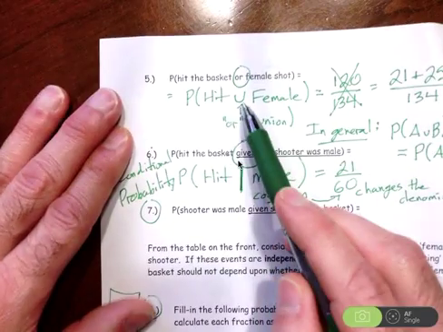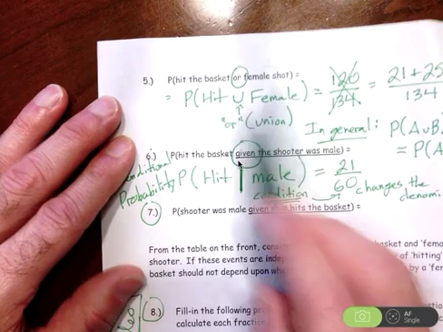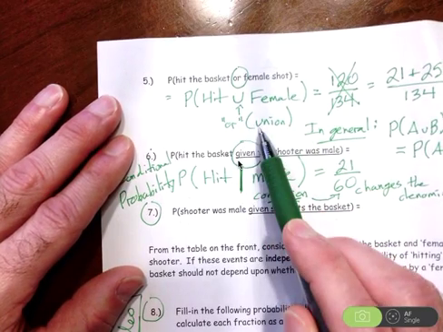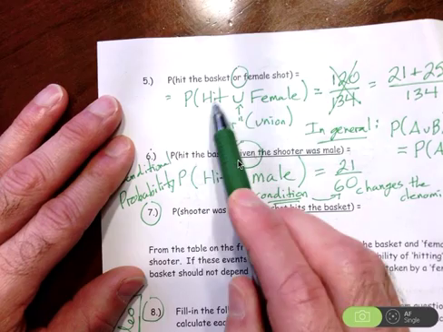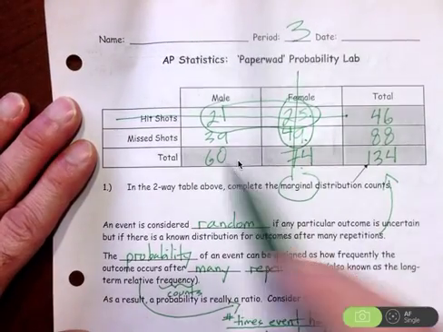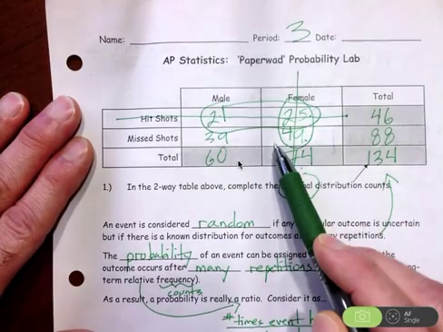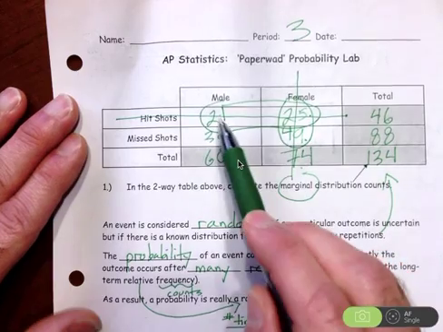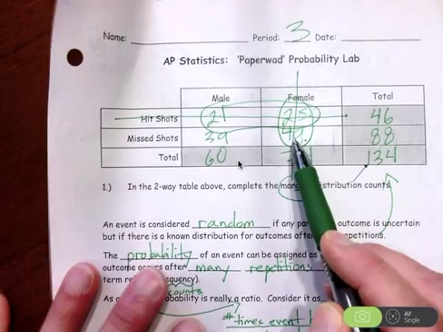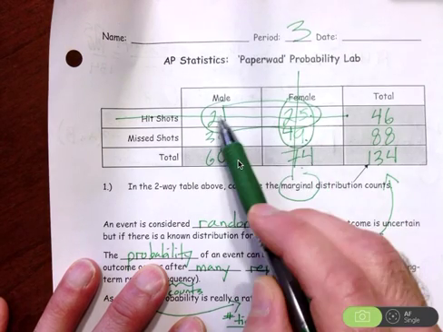An or probability. This is the symbol that we use for the or probability, the probability of hitting the basket or the shot was taken by a female. This right side up U represents union. So we're uniting all of the events where we had a hit or the shot was taken by a female. And if we look in the middle of the table, not in the margins, which are in gray, these are the outcomes that we counted up when we actually were shooting paperwads in class. It's these three values that we want to include, the 21, the 25, and the 49. All three of those values in any one of those cells.